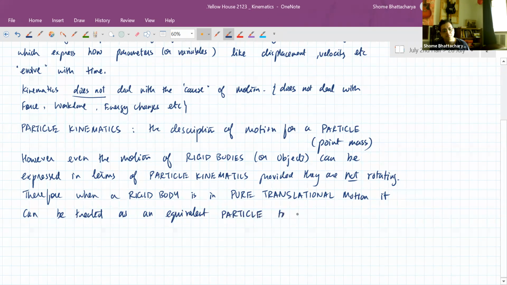Okay. To describe its equations of motion. So translational motion, what does that mean? Let's understand. So pure translation is the type of motion that does not involve any rotation.